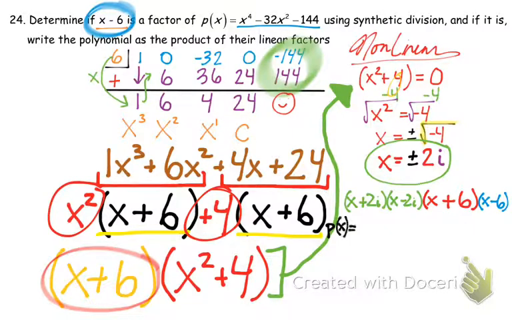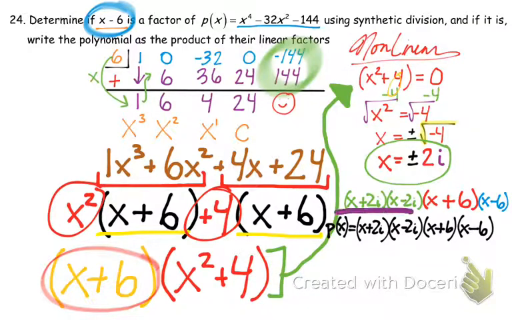So together, our polynomial p of x broken down into all linear factors is x plus 2i, x minus 2i, x plus 6, x minus 6, and we are done.